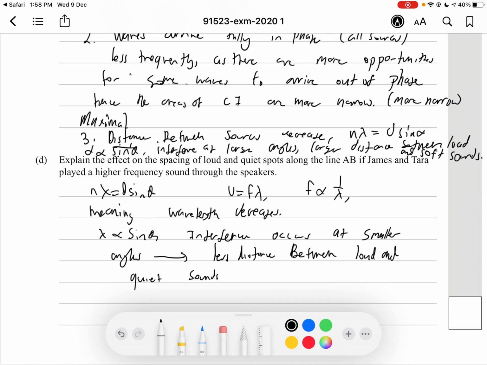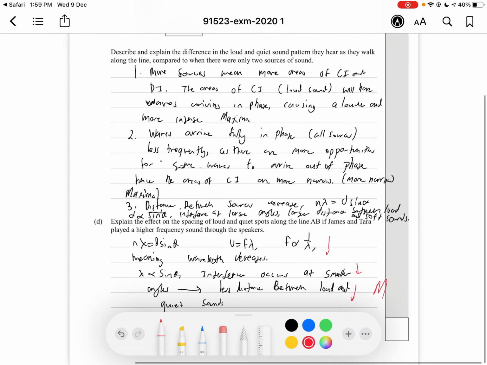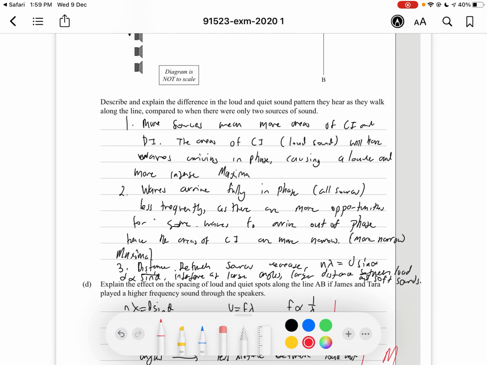Alright, so you just need to link a few bullet points, not too many. You say the wavelength is decreasing and interference is occurring at smaller angles. And this means that there's less distance between the loud and quiet sounds. That should just be a merit question. You just need to link those three together: wavelength decreasing, to interference at smaller angles, to less distance between loud and quiet sounds. That's just three points linked together. Question D, if you can state all three, you should get either a merit or excellence grade, I'm not too sure. And getting one or two could get you an achieved grade.